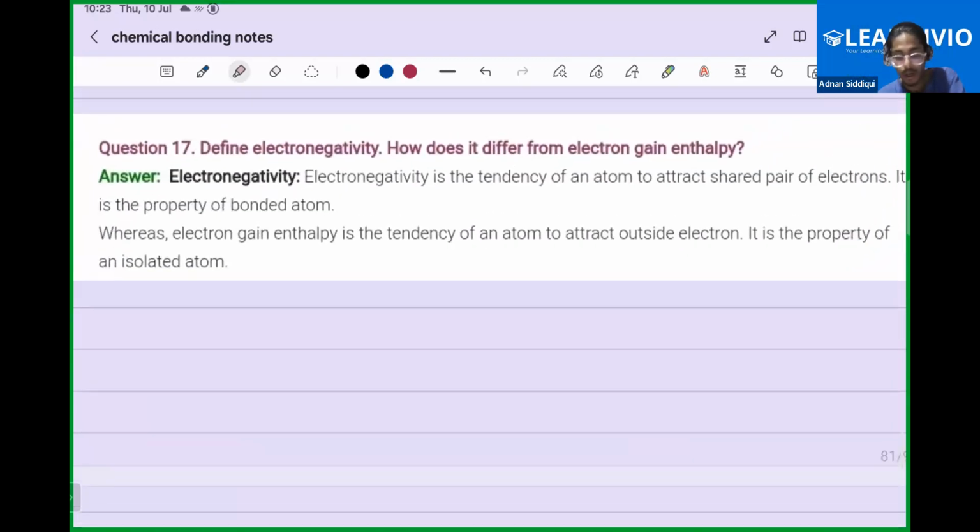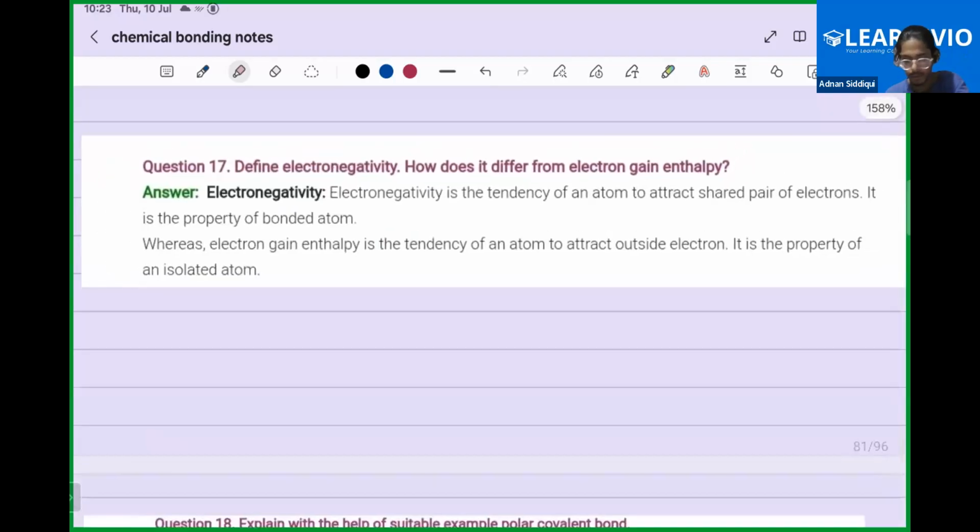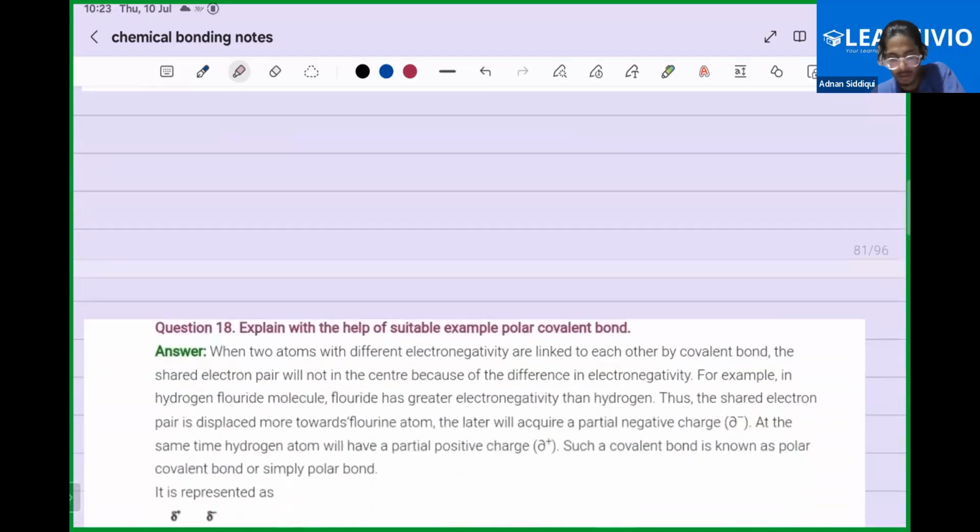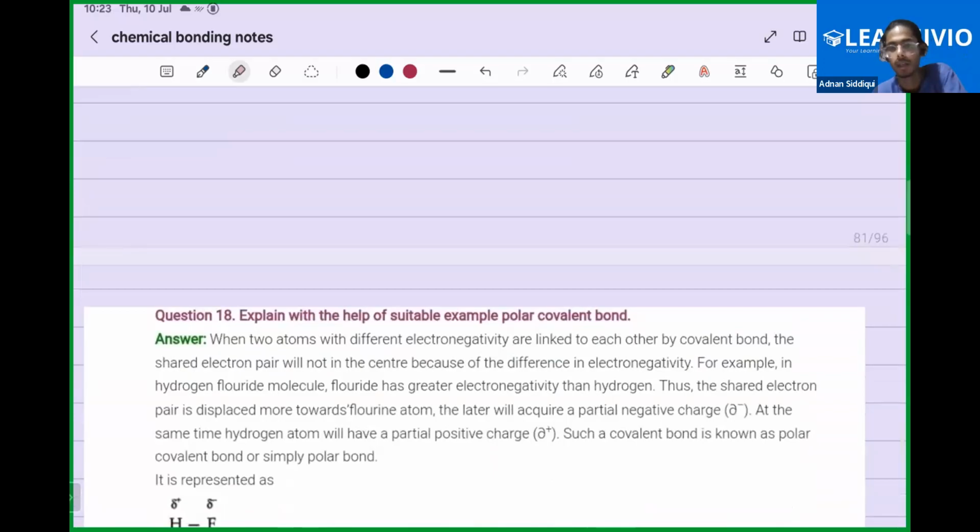What is electronegativity? How does it differ from electron gain enthalpy? I told you this in the third chapter as well. So you can go through the answer. I think you will be easily able to understand because we have talked about this several times. Can you tell me, without looking at the answer, what is the difference between electron gain enthalpy and electronegativity? Electron gain enthalpy and electron.